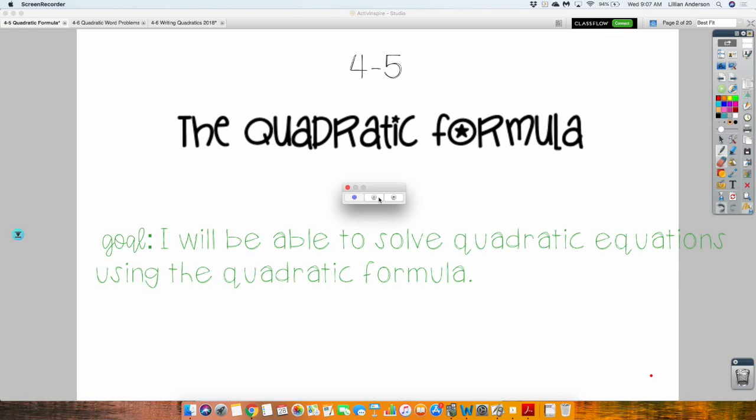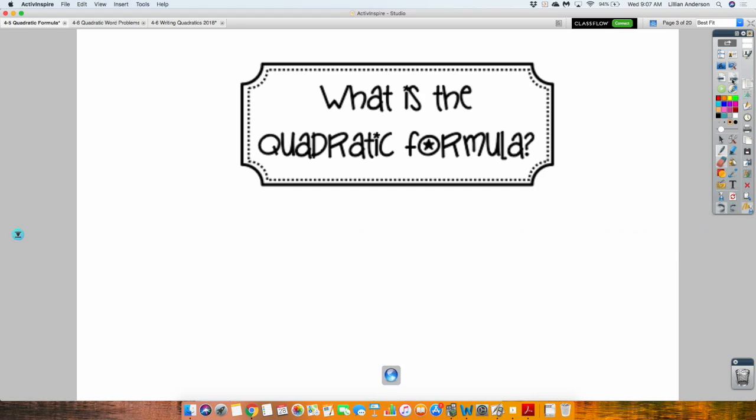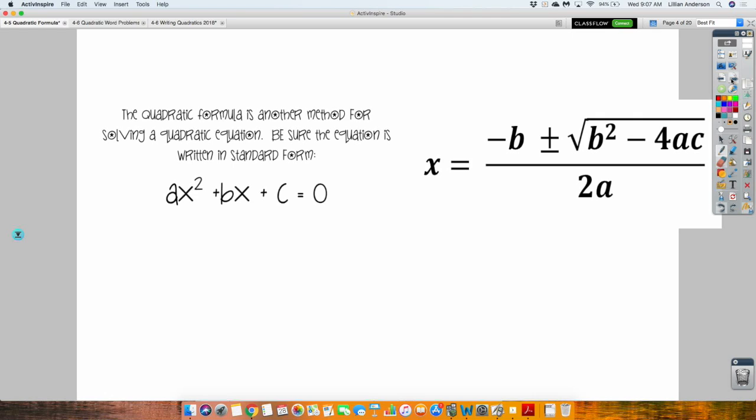All right, but you're going to be able to solve problems using the quadratic formula. We solved them using factoring. Quadratic formula you can use for any quadratic. So what is the quadratic formula? When a quadratic is in standard form, ax squared plus bx plus c, the quadratic formula is what you see up here on the board. X equals negative b plus or minus square root b squared minus 4ac all over 2a.